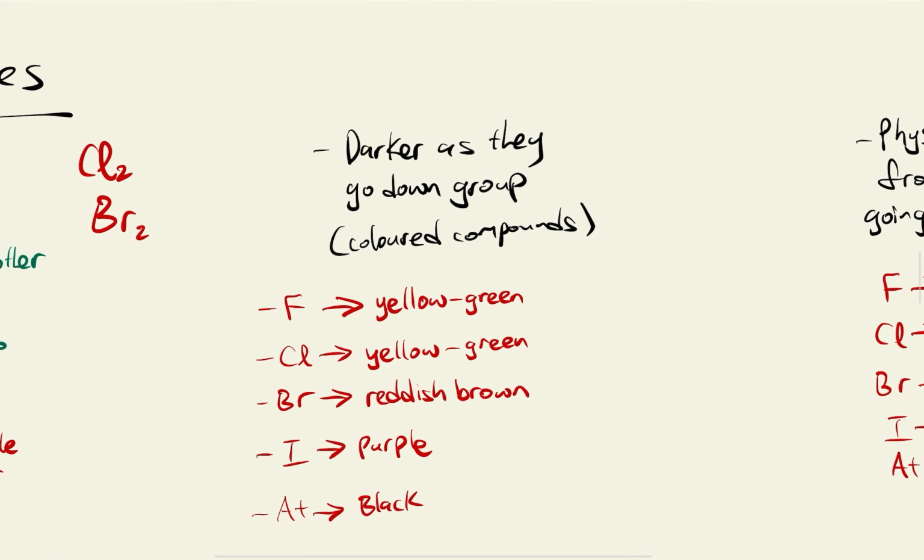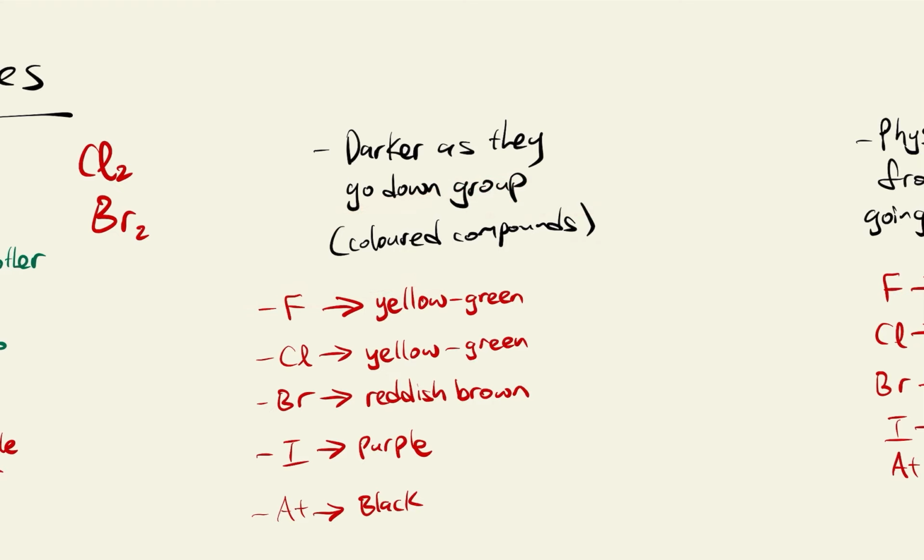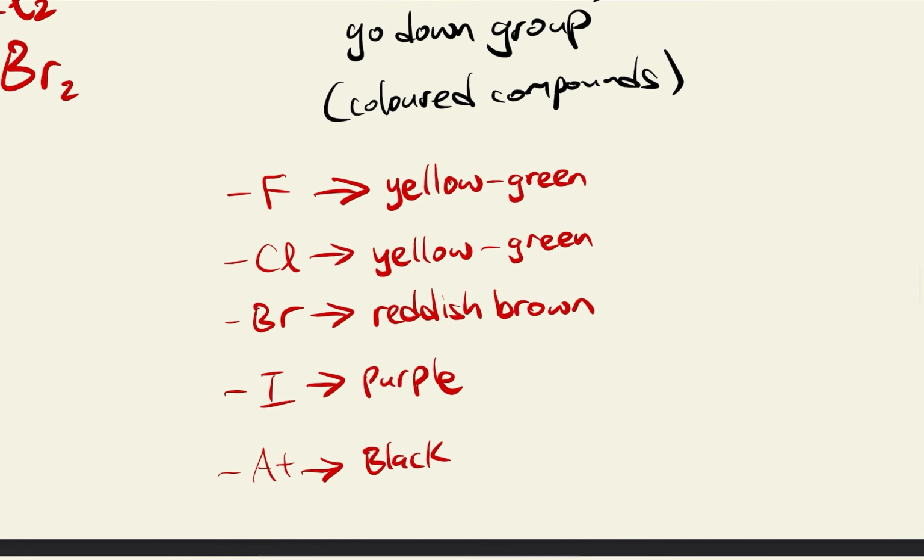Now another physical property is that they get darker as they go down the group. Halogens are, as you can tell, colored compounds. Fluorine is a pale yellowish-green gas. Chlorine is a yellowish-green gas. Bromine is a reddish-brown liquid. Iodine is a purplish solid. And astatine is inferred to be black.